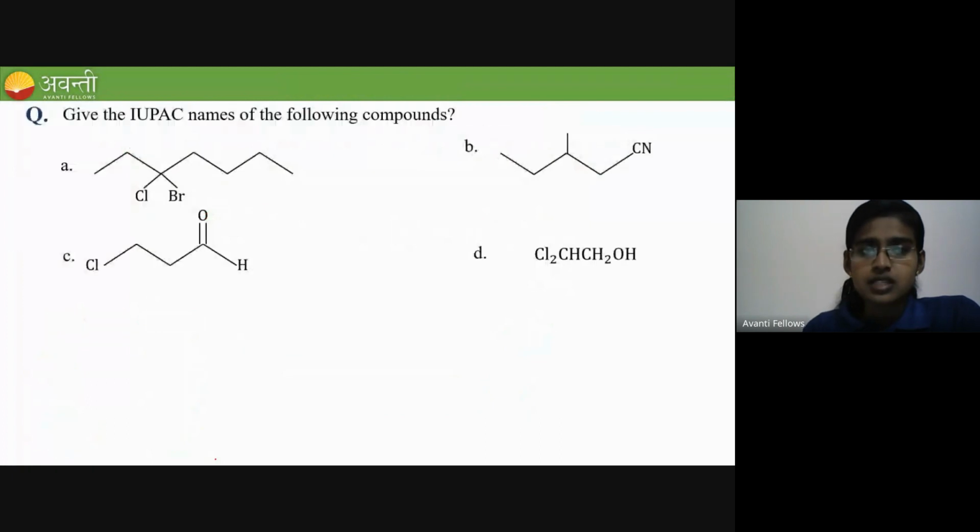So yes, there is a question. You have to find out the IUPAC name of all the 4 compounds given in the question. This is an exercise for you. Can anyone give me the name of the first compound within 15 seconds?